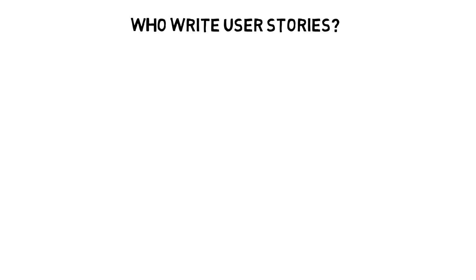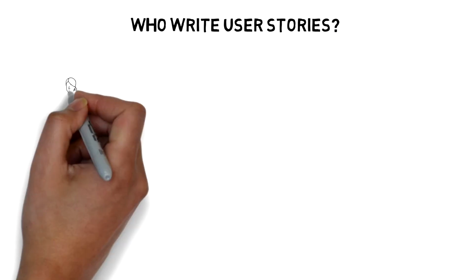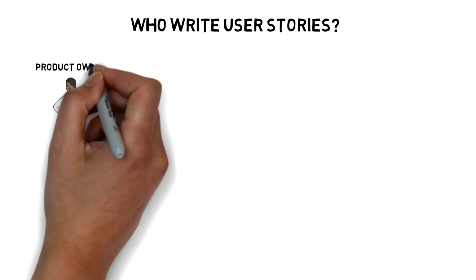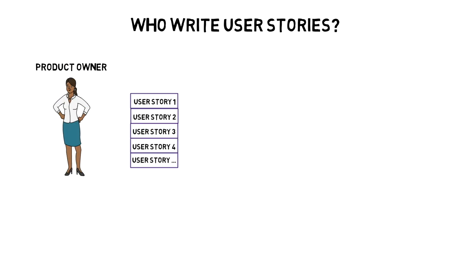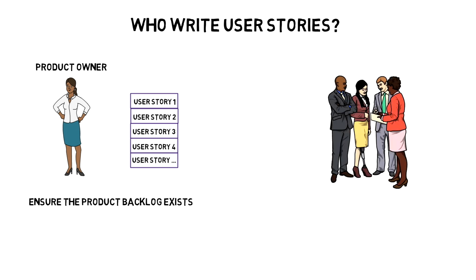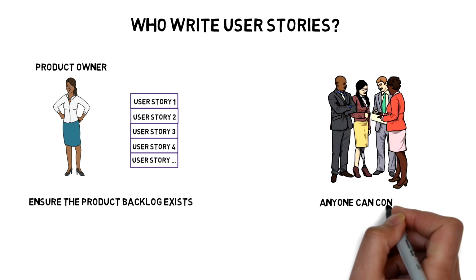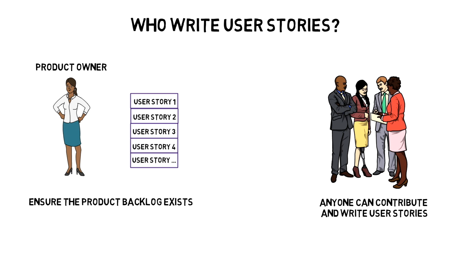So who writes the user stories? The product owner has the responsibility to make sure a product backlog of user stories exists. However, it doesn't mean that the product owner is the one who writes them. The more people join in the conversation, the better, and anyone can contribute and write user stories. The responsibility of the product owner in this case is to confirm that they are matching the INVEST criteria and to prioritize those user stories in the backlog.